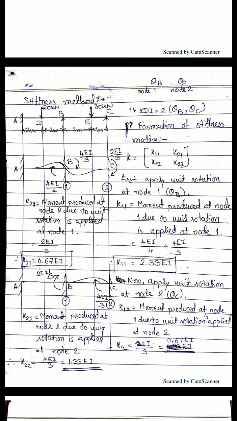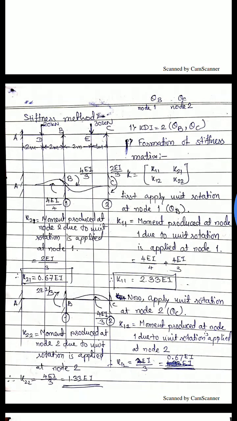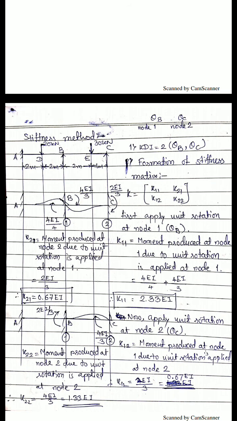Then in the next step you have to find the stiffness matrix. Once again I want to tell you, stiffness is nothing but the moment produced due to unit displacement at a node. So here stiffness is nothing but the moment, or action, produced due to application of unit rotation at a particular node.